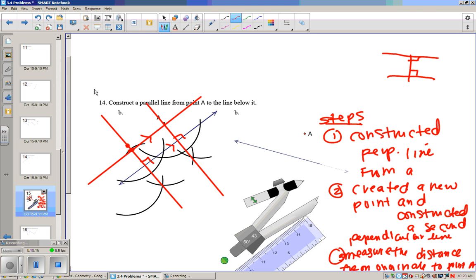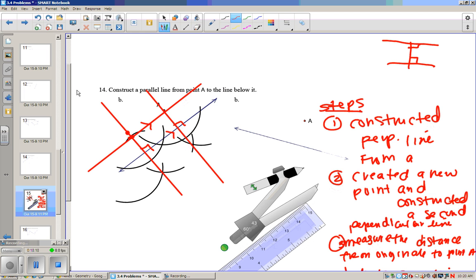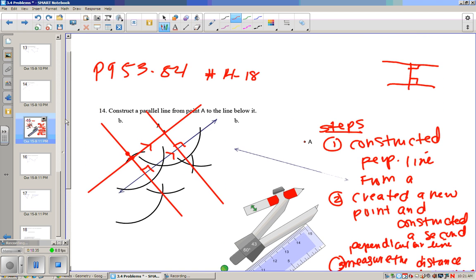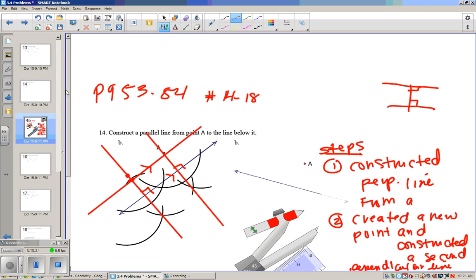So your homework for today then is going to be the rest of section 3-4, which is now page 53 through 54, and it's going to be numbers 14 through 18. At some point, I may make a video going through some of those problems, but my video is getting long because I'm really terrible at using the ruler. So I hope this helps you guys with the 5 new constructions we've added. Have a good day.